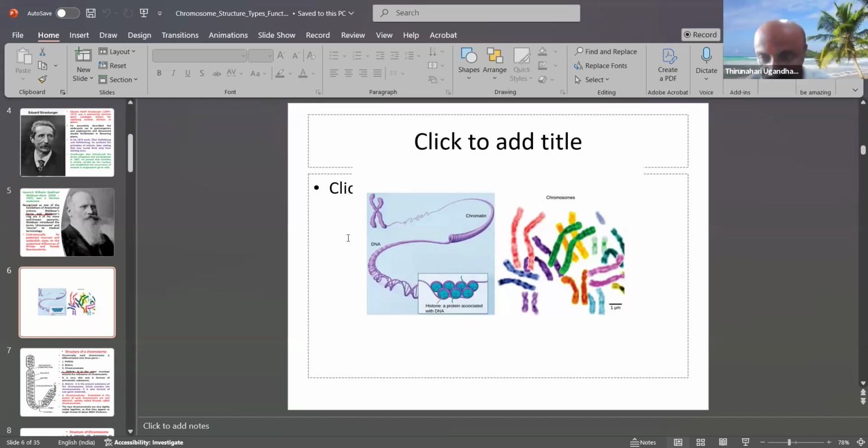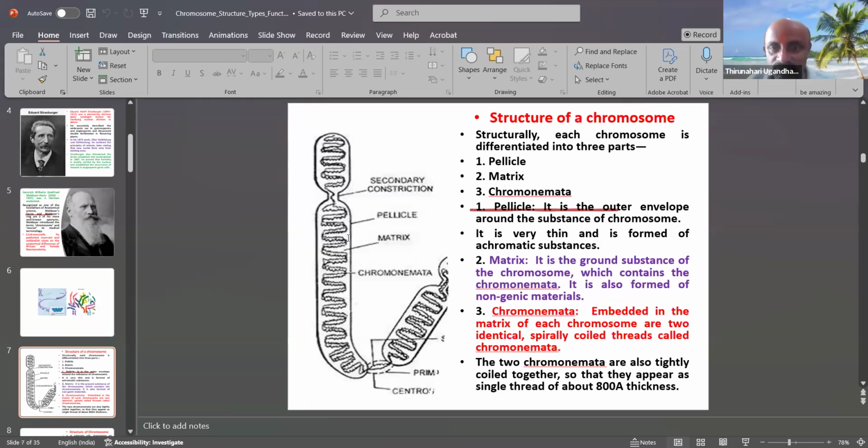Then what are the character features of the structure of the chromosomes? Structurally, each chromosome is differentiated into three parts only. The first, the outer covering, is called the pellicle. Inside the pellicle is a fluid-like structure called the matrix. Then the thread-like structure is called the chromonema. These three parts divide every chromosome, also called somatic chromosomes. The pellicle is the outer envelope around the substance of the chromosome.